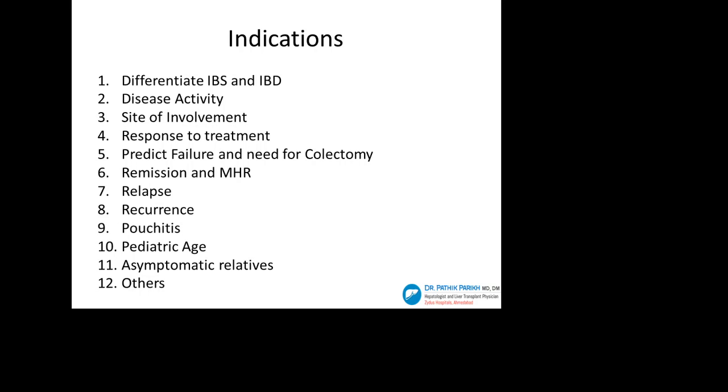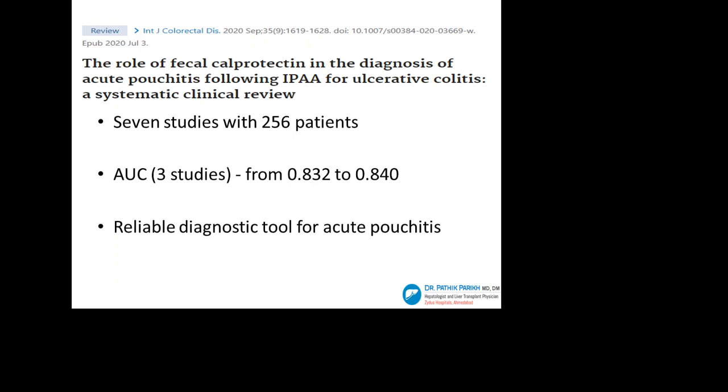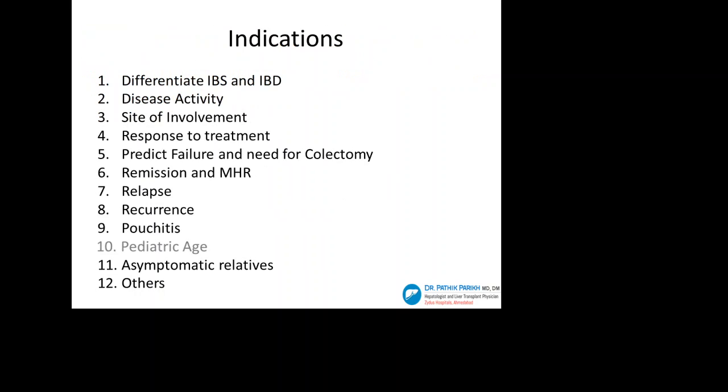Coming to the final slides, and now I'll breeze through the presentation, that is pouchitis. In this study, a systematic review where 7 studies were included with 256 patients with a pouch after an IPAA, the ability of fecal calprotectin to detect pouchitis was with an AUROC of 0.8 to 0.84, and so it can be considered a reliable diagnostic tool for acute pouchitis.